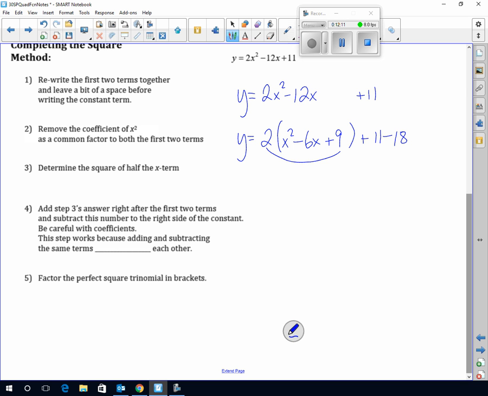So now we're going to factor this trinomial, and hopefully everybody's good at factoring it. What would this part right here be factored into? X minus 3, very good. And then we can't forget about our constant there. What happens when we simplify positive 11 and minus 18? We get minus 7. So does everybody see? Now I can actually see the vertex.